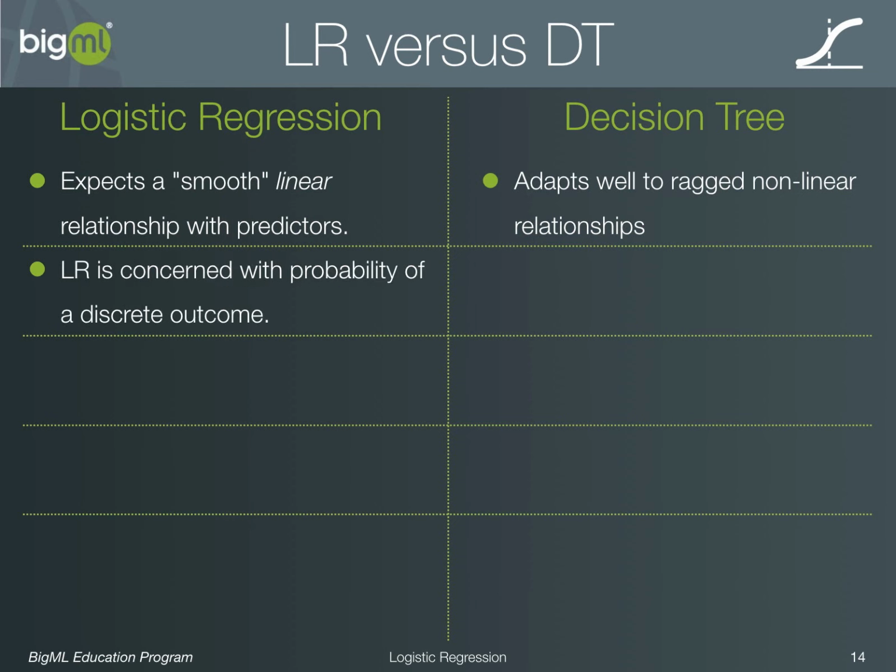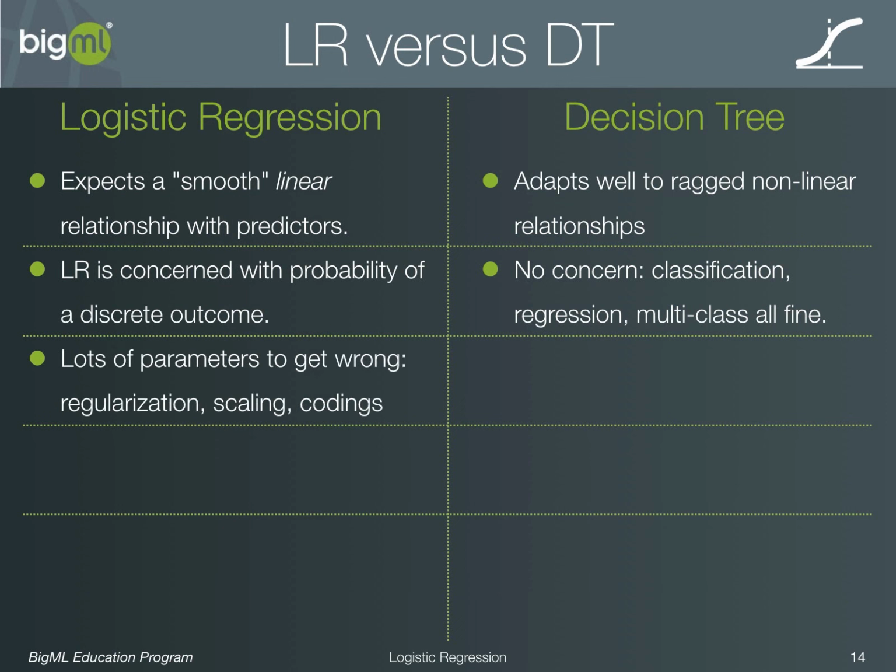We also saw that logistic regression gives us the probability of a discrete outcome, that is, a particular class for the categorical objective. Decision tree models, on the other hand, really have no concern. They work with classification, regression, multi-class, it doesn't matter. They all work equally well.